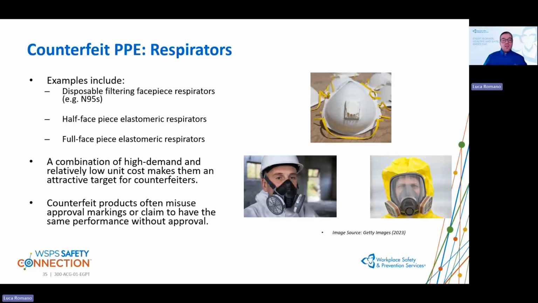When it comes to respirators, air purifying respirators are the most commonly counterfeited types. This can include disposable filtering facepiece respirators such as N95s. It can also include half facepiece respirators or even full facepiece respirators. Oftentimes these are counterfeited because they're used quite often in workplaces. Counterfeit products can also misuse existing approval numbers that exist for other types of equipment.